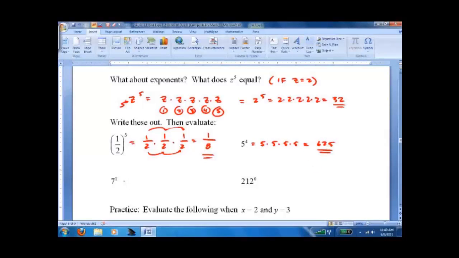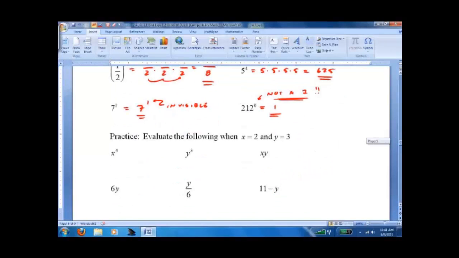If we're doing something to the 1st, well, that's just once. That's it. So there's an invisible 1. And we'll say this about 10,000 times between now and the end of the year. There's an invisible 1 everywhere on any number that does not have an exponent. This is not a 1. It's a 0, and anything to the 0 equals 1. Why? Well, that's a complicated question. We'll get to it when we do exponents.